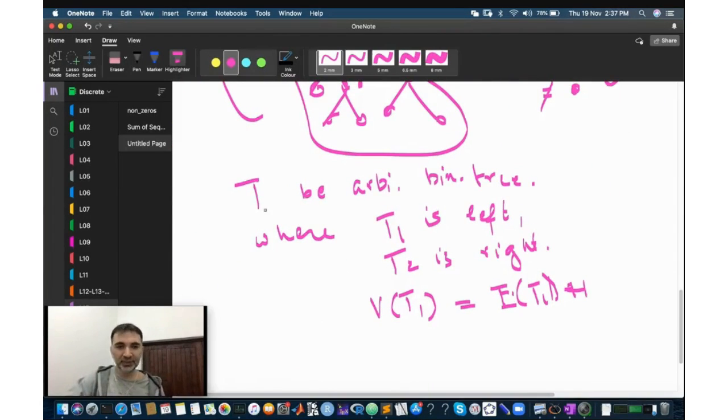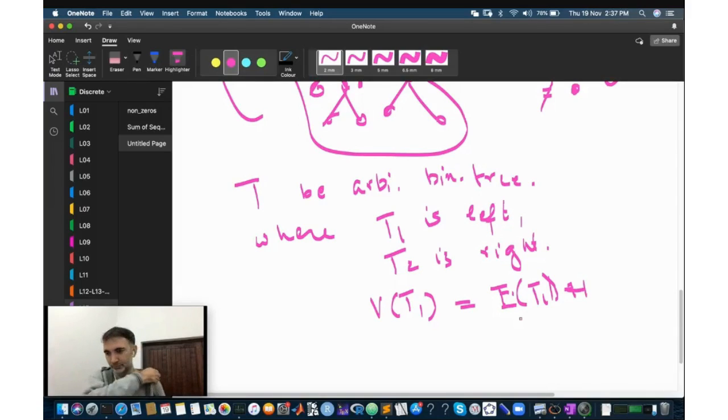So look, we picked an arbitrary tree, okay? And T1 is its left subtree and T2 is its right subtree. Now I'm saying the number of vertices in the left subtree is equal to the number of edges in the left subtree plus 1. How do we know this?